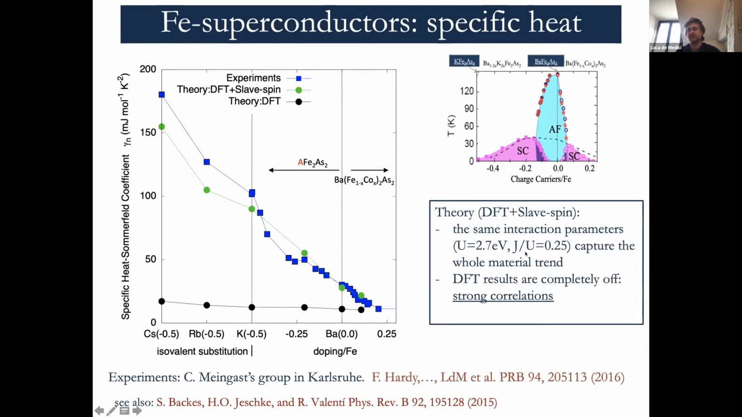And this requires no fine tuning. There's just one value of the interaction, and only the DFT is changing among these different compounds. So I think this really proves that Hund's coupling is at play, and there is a lot of physics due to correlations here, local correlations at play in these materials. And DFT is completely off.